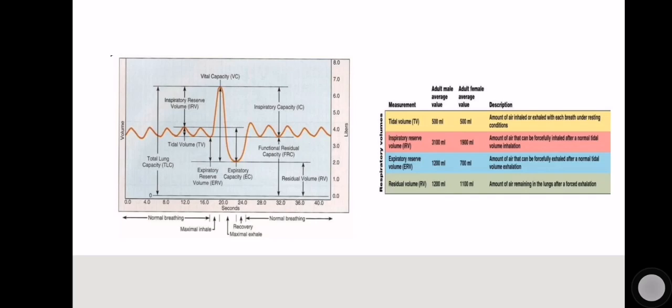The right side picture shows the relation of volume, seconds and liters. The wave shows the total lung capacity, and then the tidal volume and expiratory reserve volume, expiratory capacity, functional residual capacity. In that we divide normal breathing, maximum inhale, recovery, and maximum exhale. And the next picture shows the four types of lung volume measurement.